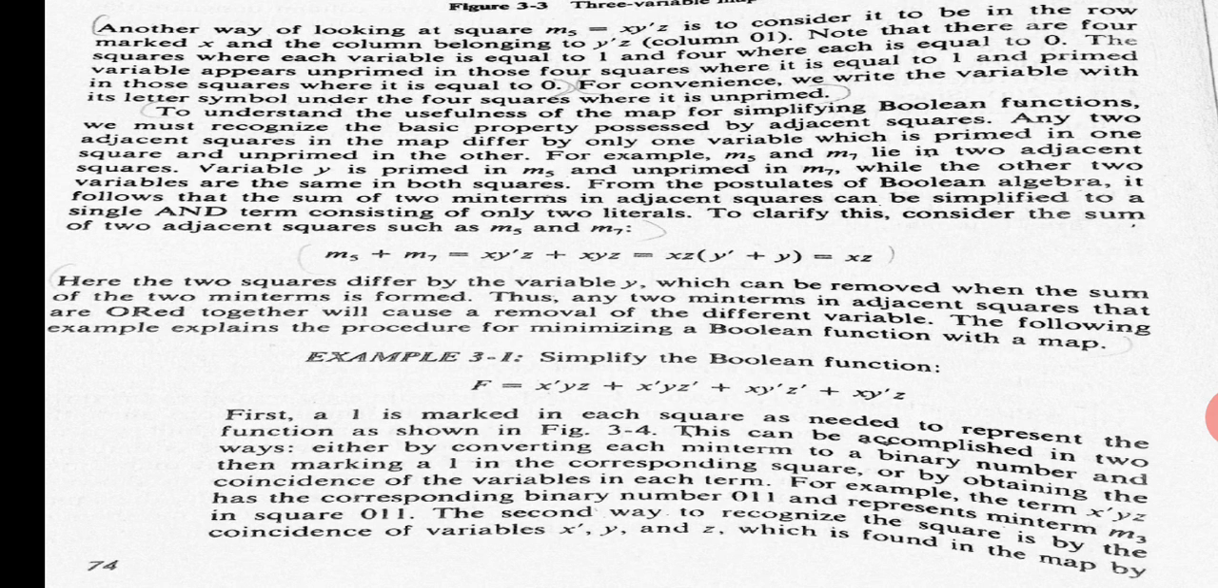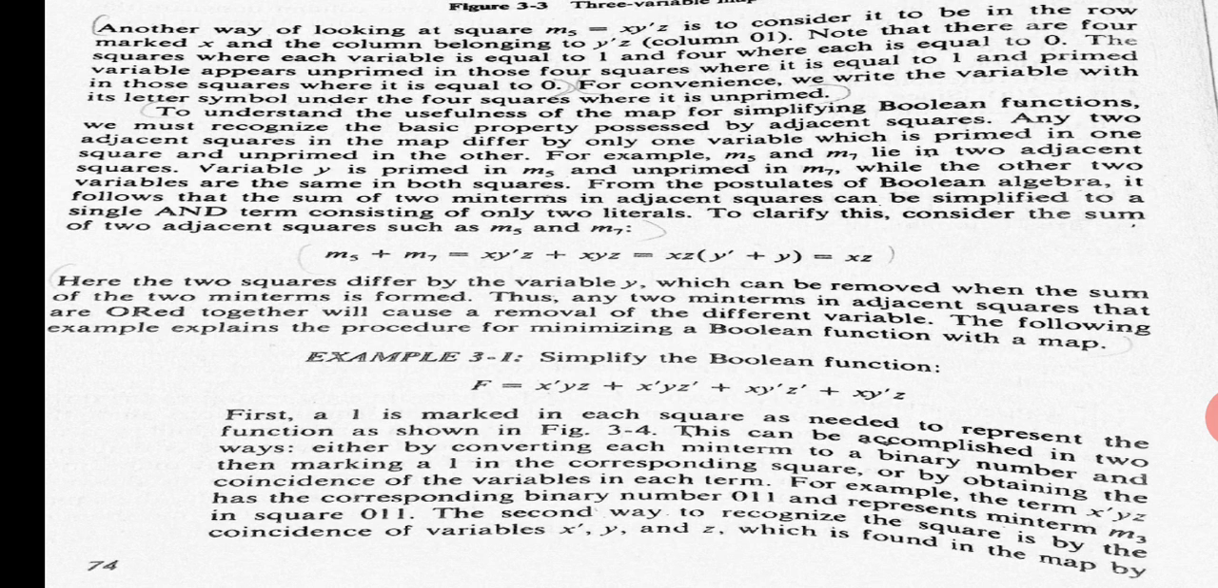or by obtaining the coincidence of the variables in each term, that is, the cells which are very near to each other. Otherwise it is better to go for the function itself: wherever the function has x dash yz plus x dash yz dash, in the same respective positions you put 1.